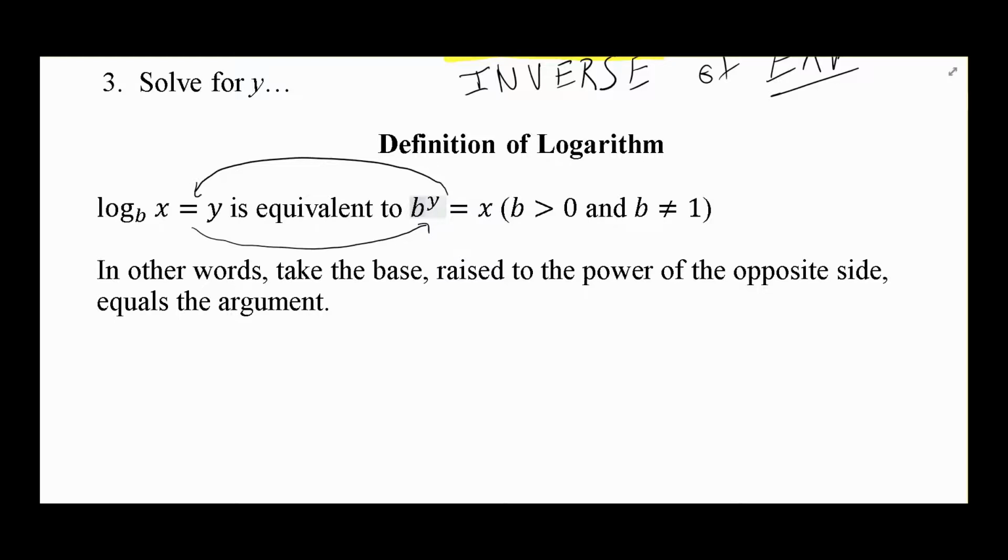So, in order to go in this direction, to go from a log to an exponential, we take the base of the log, which is b, and we raise it to the power that's on the opposite side of the log, and that's going to equal the argument of the log. The argument of the log is what we're plugging into the logarithm. So x is what we're plugging into the logarithm. The logarithm in question is log base b.